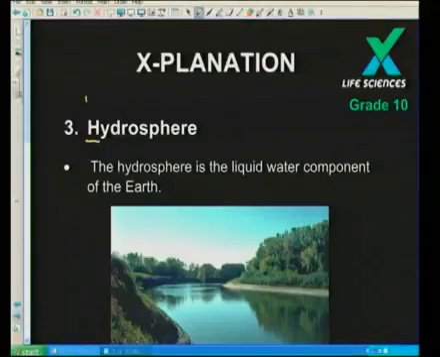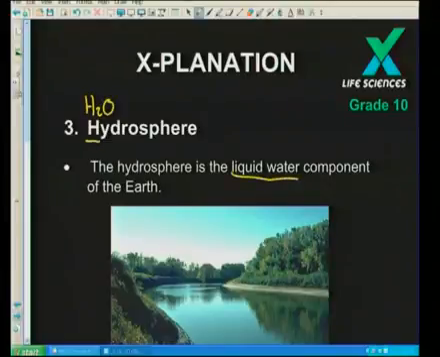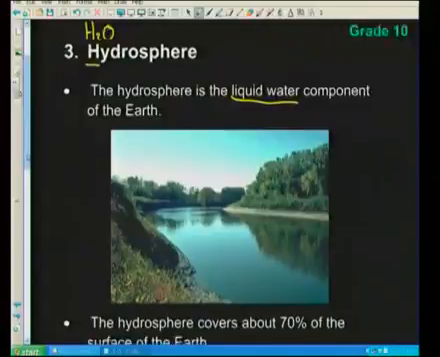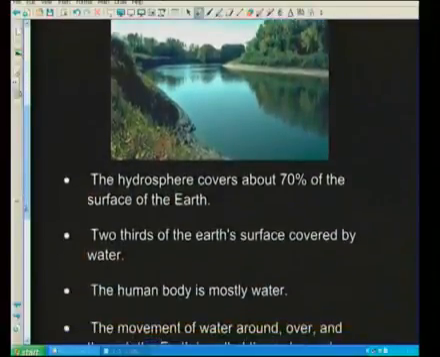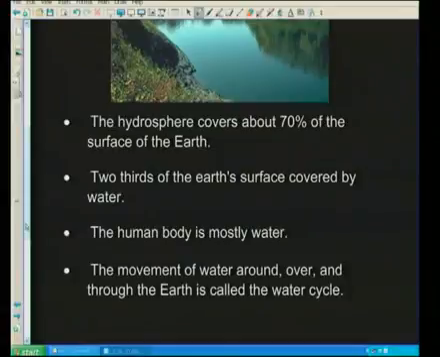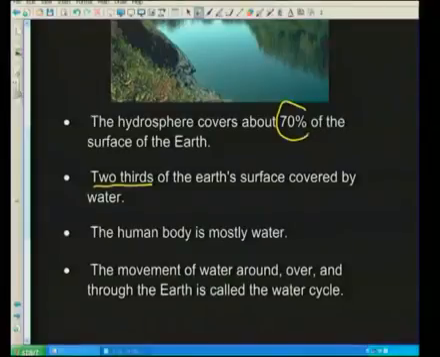Right, we're now moving on to the hydrosphere. Now, hydrosphere, remember, hydrosphere, H2O, which is water. So the hydrosphere is the liquid water component of our Earth. If you can see in this picture, which represents a river, but that's not the only place where we find water. We find water on 2/3 of the Earth's surface. That means about 70% of our Earth's surface is covered by water.